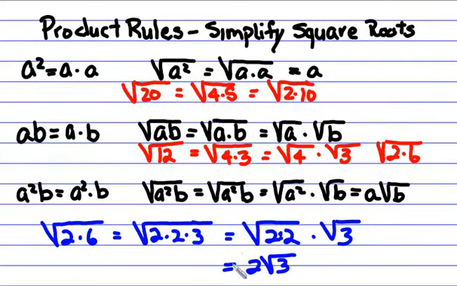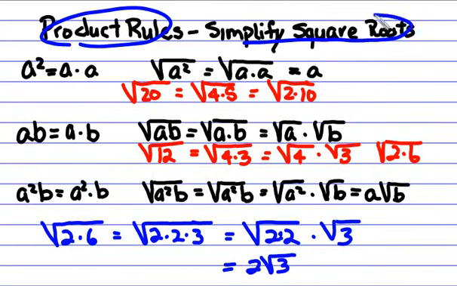So there's a brief review on how to use the product rules to simplify square roots. Make sure you know your multiplication tables. If you don't know your times tables, simplifying square roots is very, very difficult.